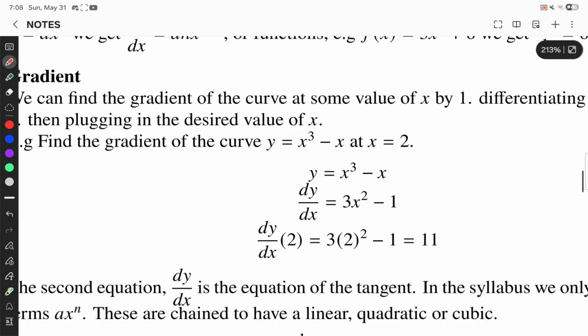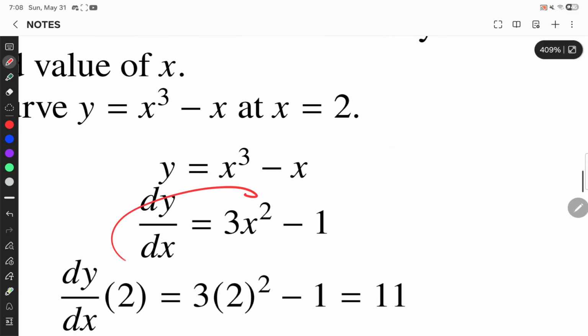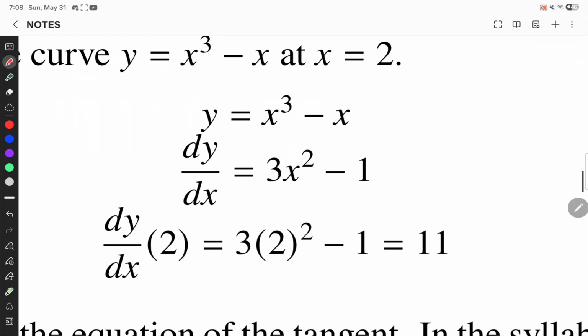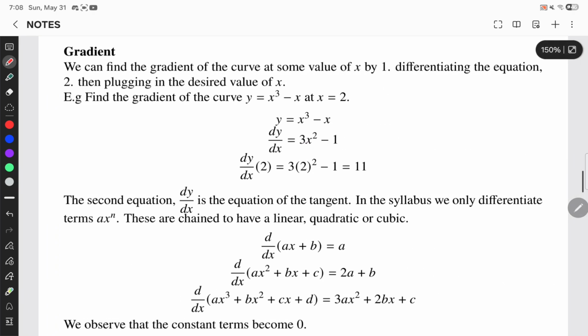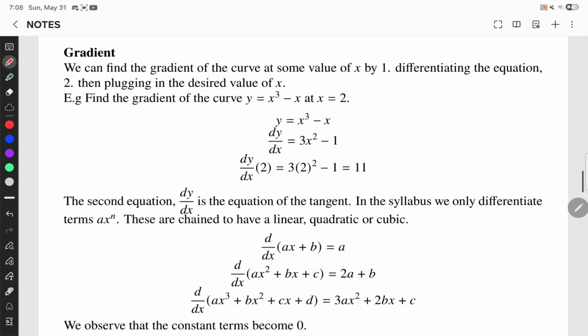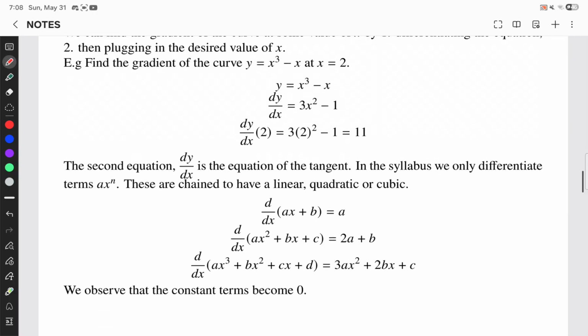Find an example. We want to find the gradient of the curve y is equal to this at x is equal to 2. What do you do? You first differentiate this function and then evaluate the output polynomial at x is equal to 2 to get a value. Now, what on earth did I do? The second equation dy/dx is the equation of the tangent.